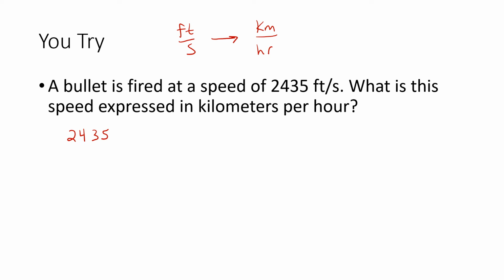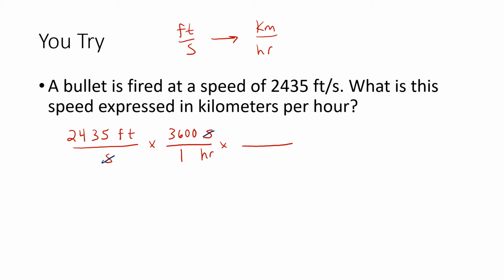So we have 2,435 feet over seconds. Let's start with our denominator this time. Let's convert seconds into hours. We want our seconds to cancel, so we're going to put seconds in the numerator of our next unit conversion over hours. 1 hour is equal to 3,600 seconds. So we can see that our units of seconds will cancel.